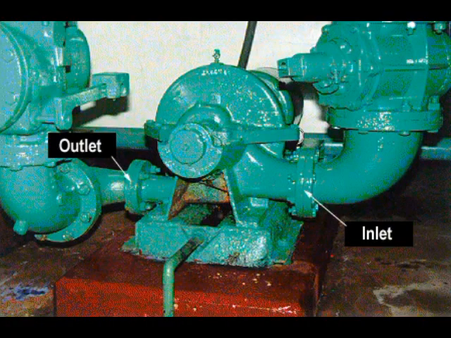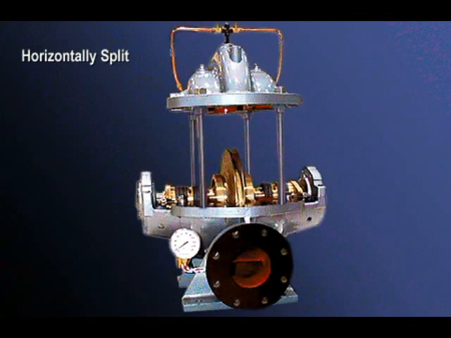In the split case pump, both the inlet and outlet are perpendicular to the drive shaft. As can be seen, the casing is split so the pump can be opened for inspection of the shaft, impeller, or bearings without removing any of the piping. This particular pump is called a horizontally split pump because the casing is split parallel to the drive shaft. A radially split pump has a split perpendicular to the drive shaft.